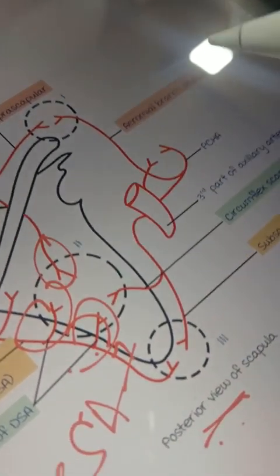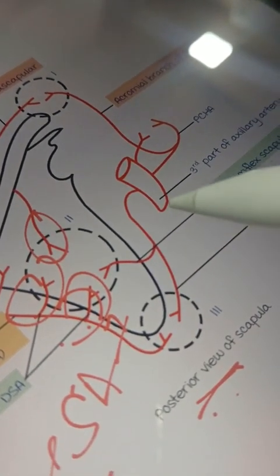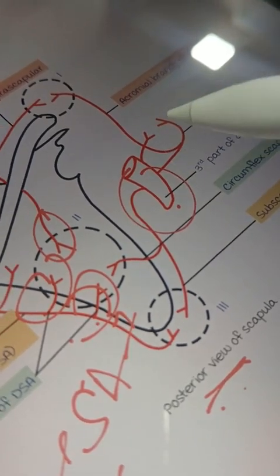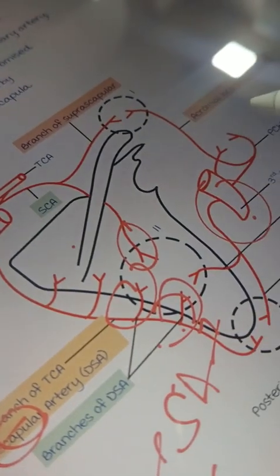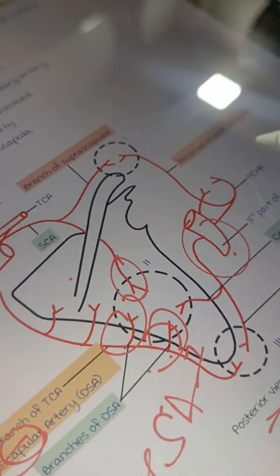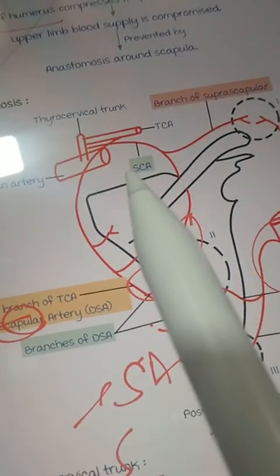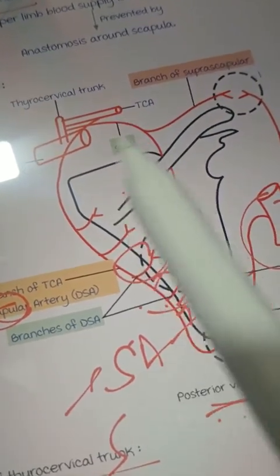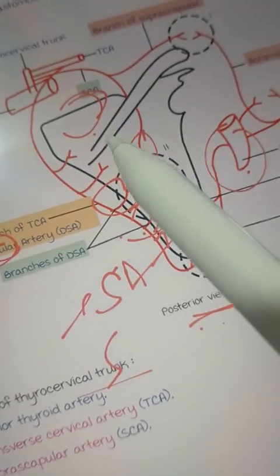This forms the anastomosis, and then we have the third part of the axillary artery, and this is the acromial branch of the posterior circumflex humeral artery. And then we have the superior cervical artery, the suprascapular artery and the transverse cervical artery. So this is the anastomosis which is formed. That's what is called the anastomosis. This is the first anastomosis.